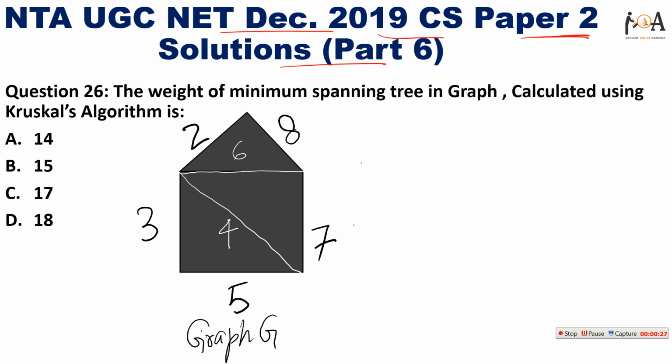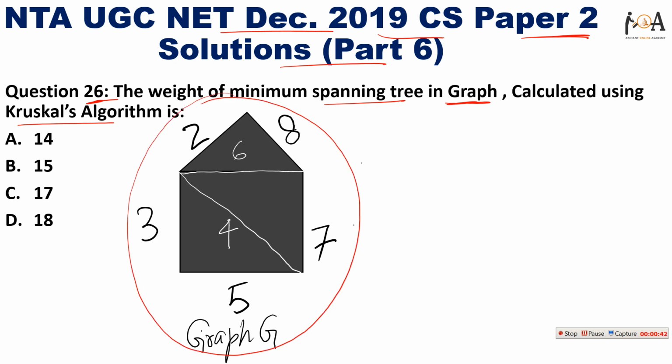So let's just start with question number 26 here. And the question is: the weight of the minimum spanning tree in the graph calculated using Kruskal's algorithm is, and the graph is given to us, right? So this is the graph which is given to us, and we need to find the minimum spanning tree weight, right? What is the weight of the minimum spanning tree?